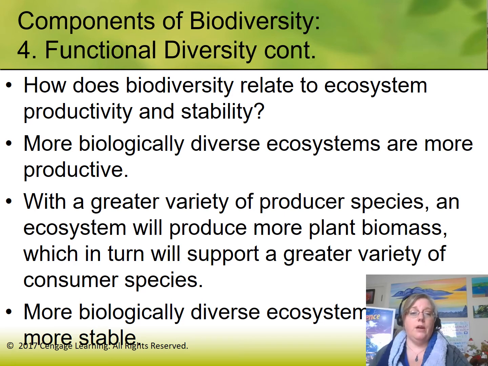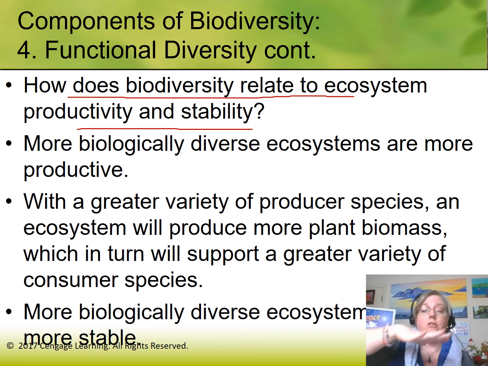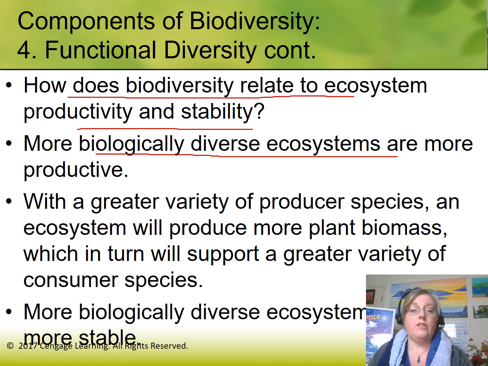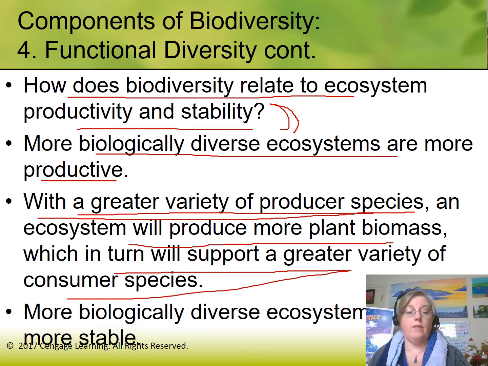So the question here, how does biodiversity relate to ecosystem stability? Like I said, if some animal starts to die off, and if you have good functional diversity, the ecosystem will be more stable. If you don't, the whole ecosystem could become unstable and stuff could happen. So the more biologically diverse the ecosystems are, the more productive they will be. That will help you answer this question right here. And with a greater variety of producer species, plants, an ecosystem will produce more plant biomass, which in turn will support a greater variety of consumer species.